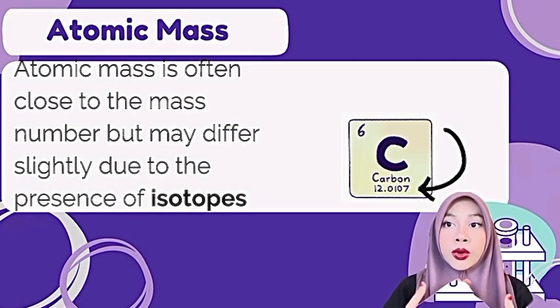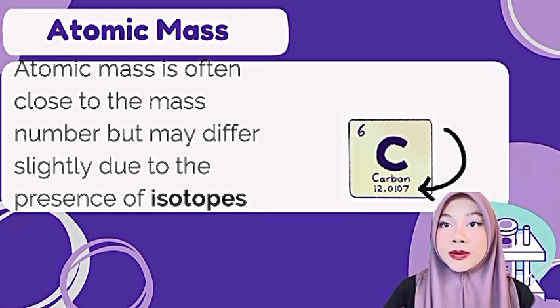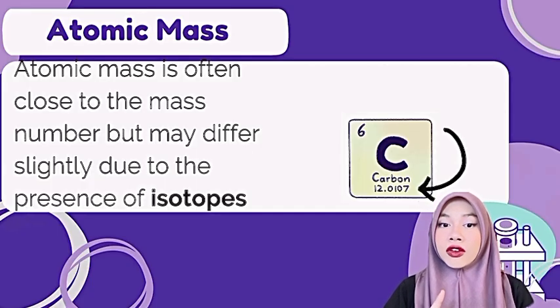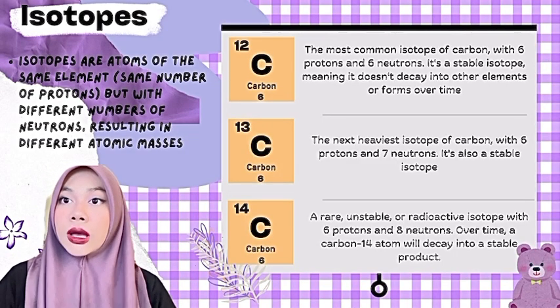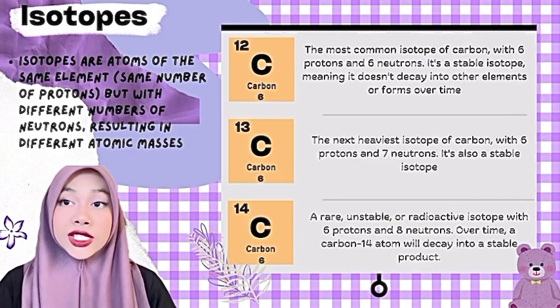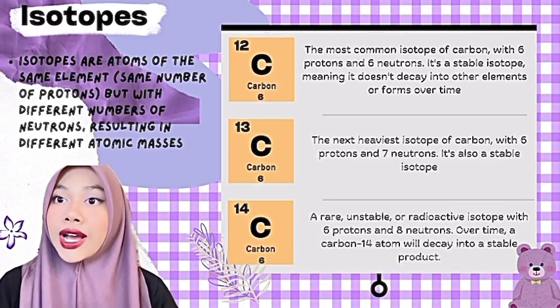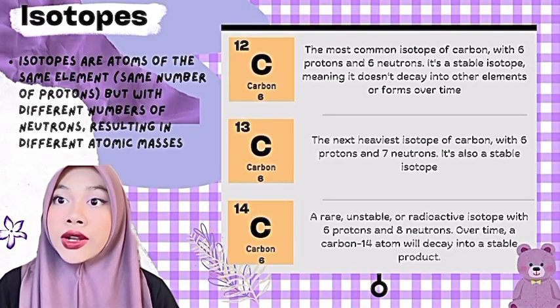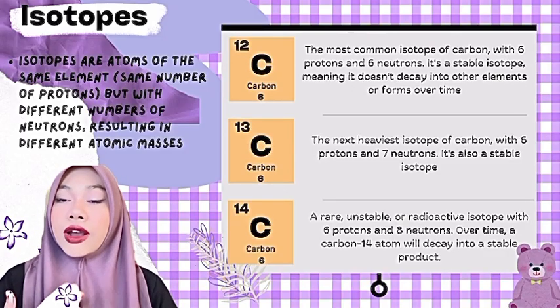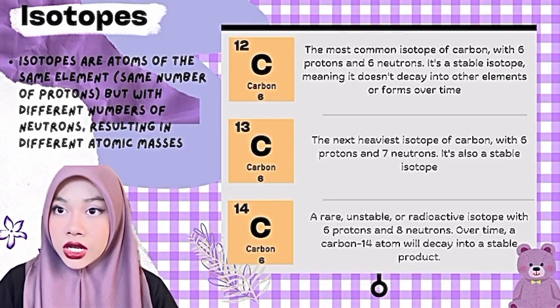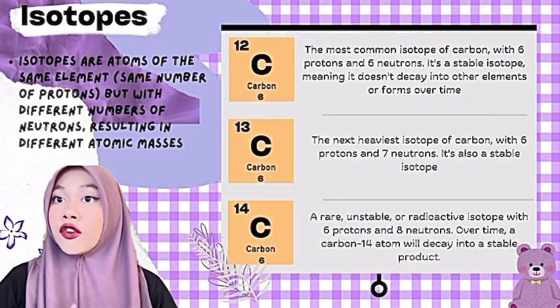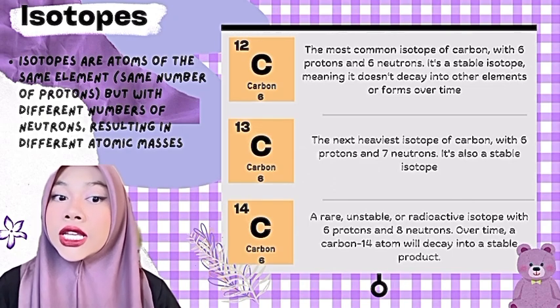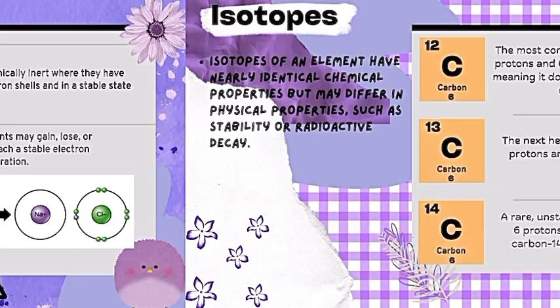It is also important to know that the atomic mass is often close to the atomic mass number, but it may differ because of the presence of isotopes. Previously, as we were talking about atomic mass, we encountered isotopes. And if you're wondering what an isotope is, isotopes are atoms of the same element, which means the same number of protons, but with a different number of neutrons, resulting in different atomic masses.